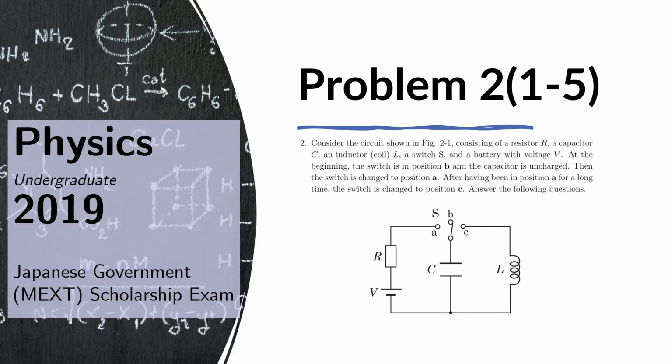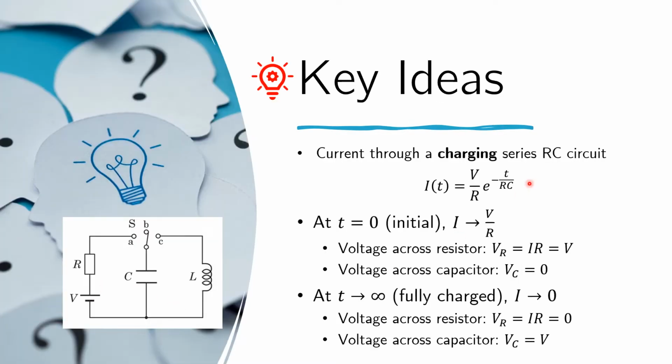Answer the following questions. In this problem, we talk about the charging and discharging of a series RC circuit. And so let us discuss some ideas related to that. We know that when a capacitor is charging in a series RC circuit, the current through that circuit is given by this equation. To obtain this equation, we need to solve some differential equation, and so we will not do it here.